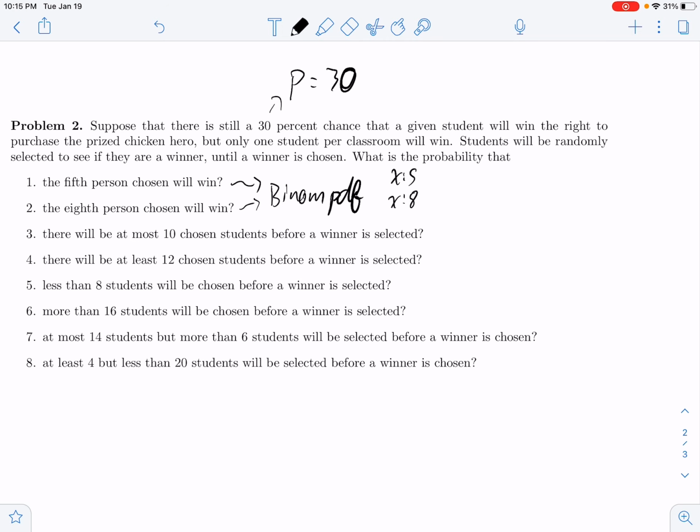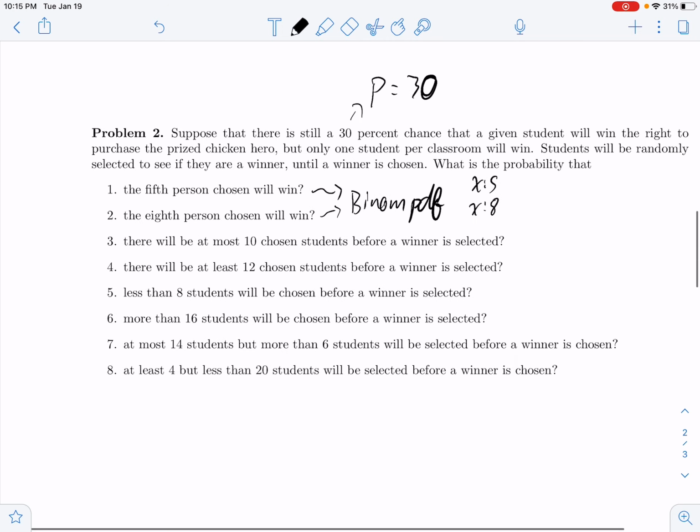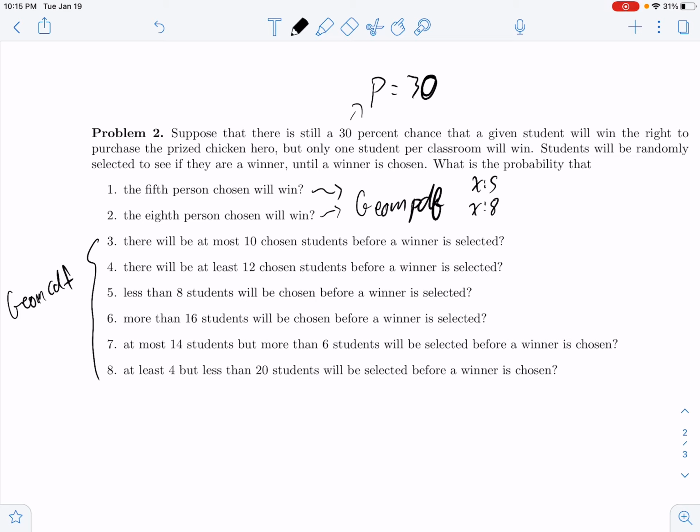Now for 3 through 8, these are all, not binom, but geom. These are all also geom, but they'll be CDF, because we're going until we have a winner. And I'll let you try to set the inequalities up yourself. Remember, to do any of them, we have to be less than or equal to. And remember, you will get an answer key. So good luck and study hard.